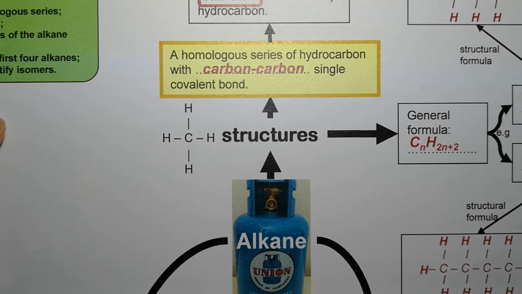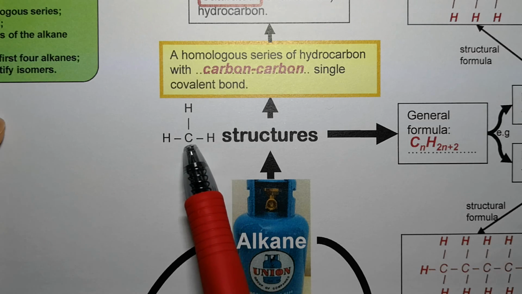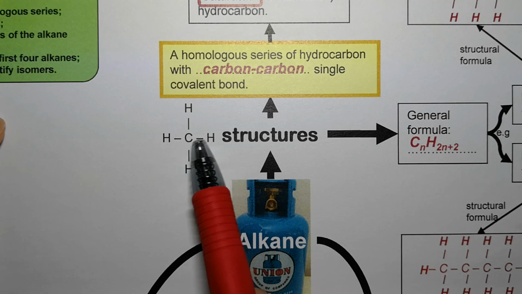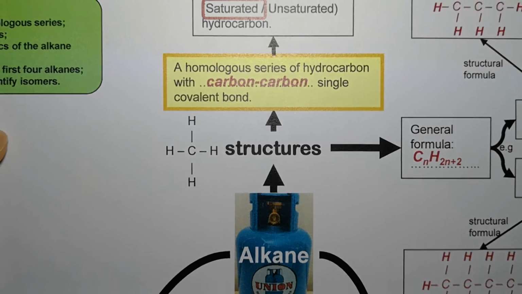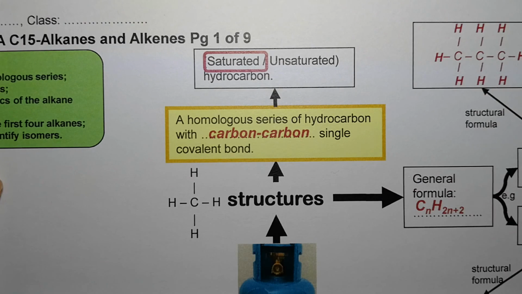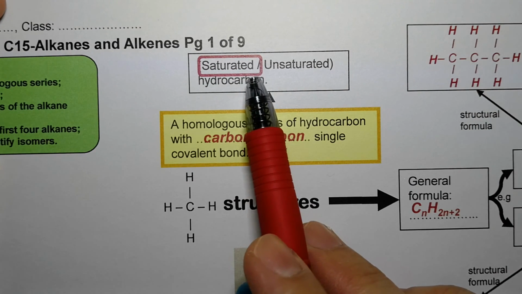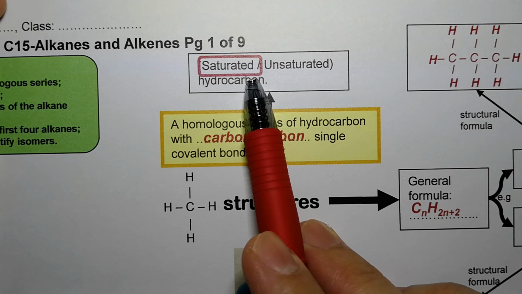If you look at the carbon atom, it must share 4 pairs of electrons because the electronic configuration of carbon is 2,4. It is short of 4 electrons, therefore it must share 4 pairs of electrons. Carbon-carbon single covalent bond, that is alkane. And alkane is a saturated hydrocarbon.